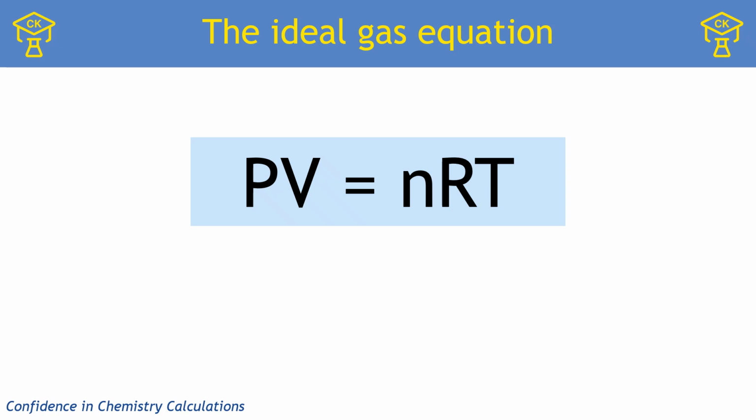We can link all of these concepts together in something called the ideal gas equation, and it is written in the form PV equals nRT. Pressure and volume are on the same side of the equation. This makes sense because they're inversely related. So if you decrease the volume, you will increase the pressure by the same factor, and vice versa.